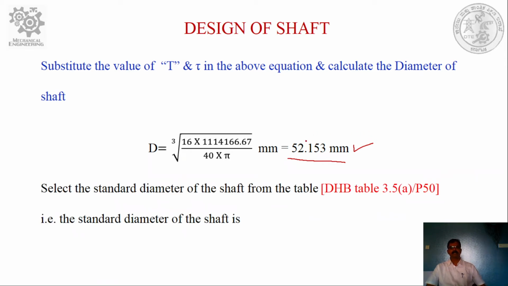Now this is what we obtain from the mathematical relations. Now we are going to select the standard diameter of the shaft from the table. Now select the table from the data handbook. The table is table number 3.5 and the page number is 50. That is the standard diameter of the shaft. So let us see the table.